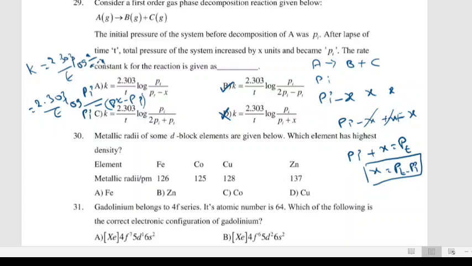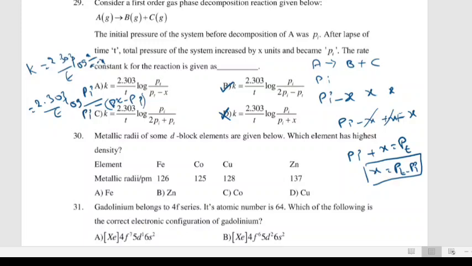Metallic radii of some d block elements are given below. Which element has the highest density? If you look at the metallic radii, there is a slight increase in the atomic radius from copper to zinc, but anyhow copper will have the highest density in the given elements. Next one. Gadolinium belongs to the 4f series. Its atomic number is 64.